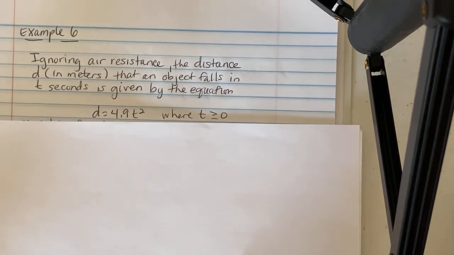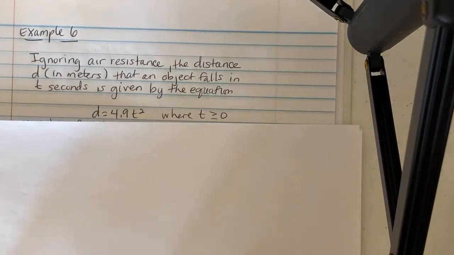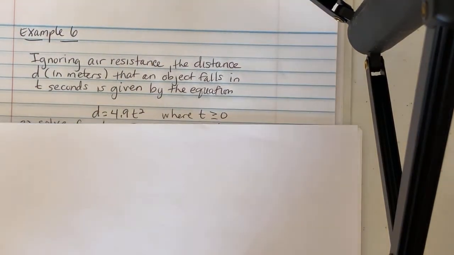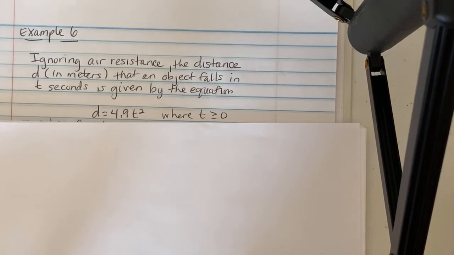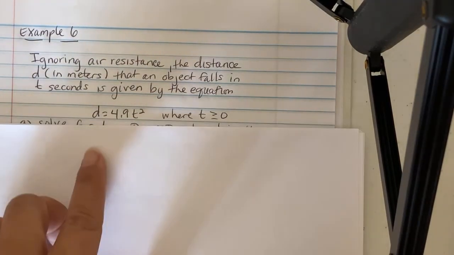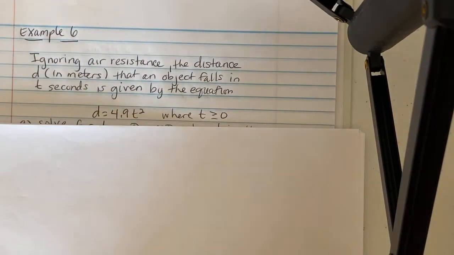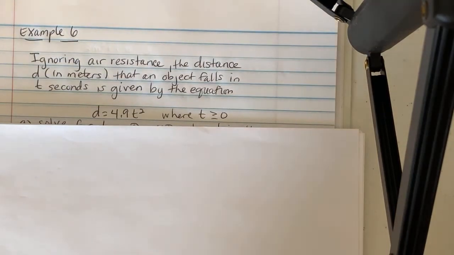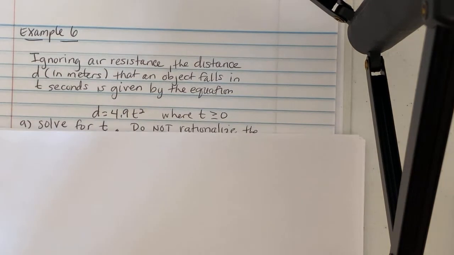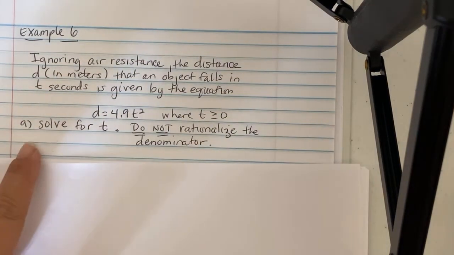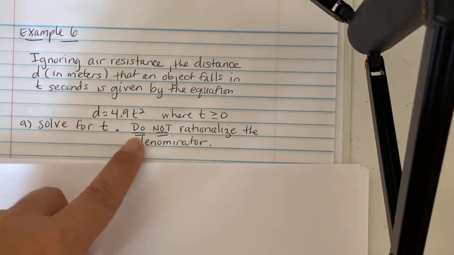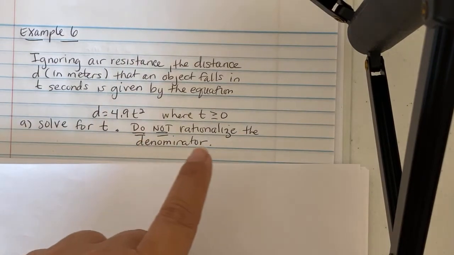So last example, example 6, it says ignoring air resistance, the distance d in meters that an object falls in t seconds is given by the equation, and they gave us an equation. D equal to 4.9 t squared, where t is greater than or equal to 0. Remember, anytime they give you equations like these are known as literal equations. You can take any literal equation as long as it has 2 or more variables and solve for a specific variable. So for example, part A, it wants us to solve for t, and we're not rationalizing the denominator.